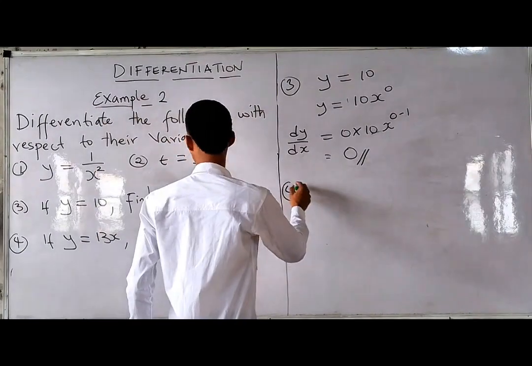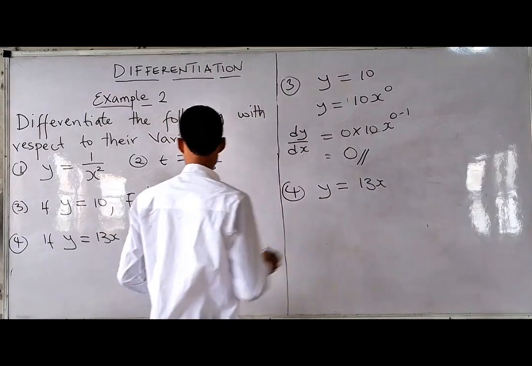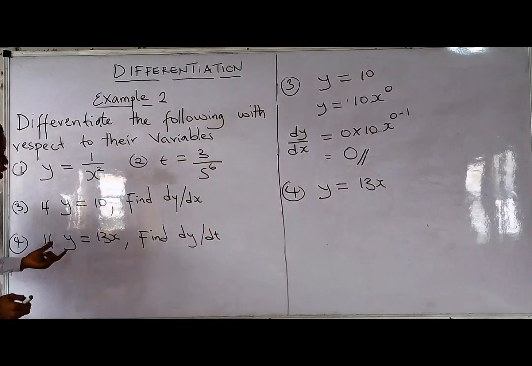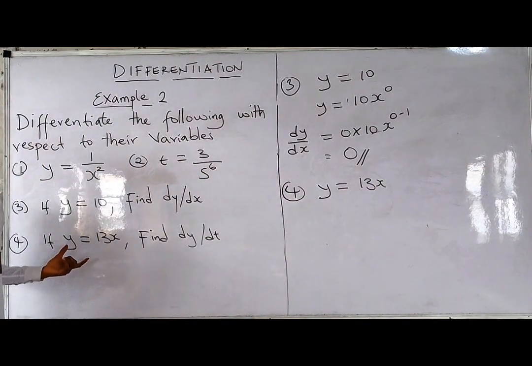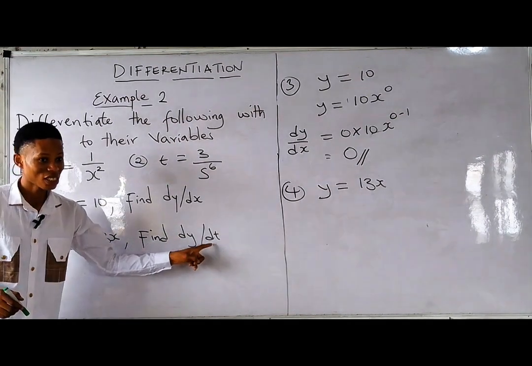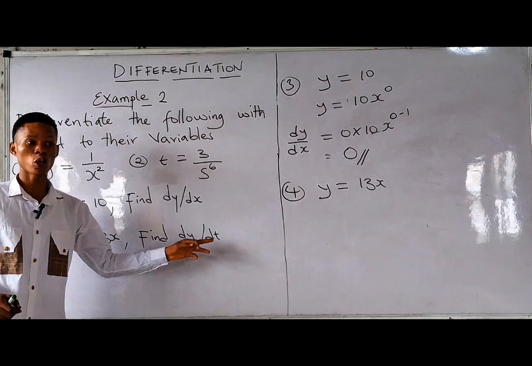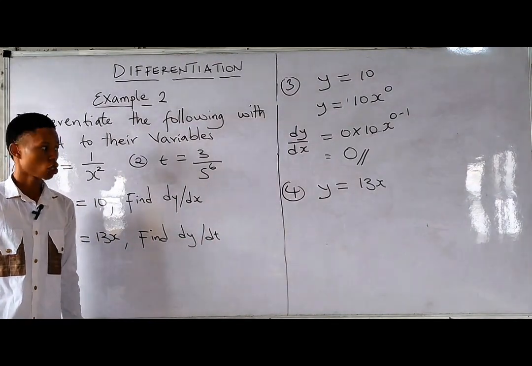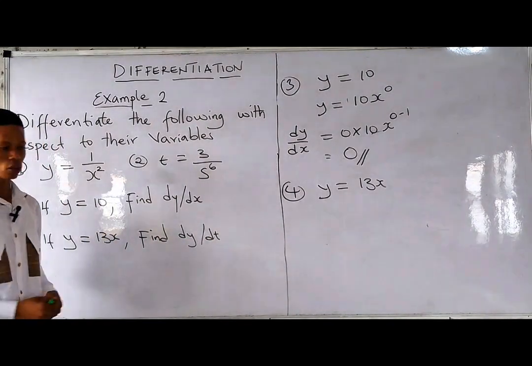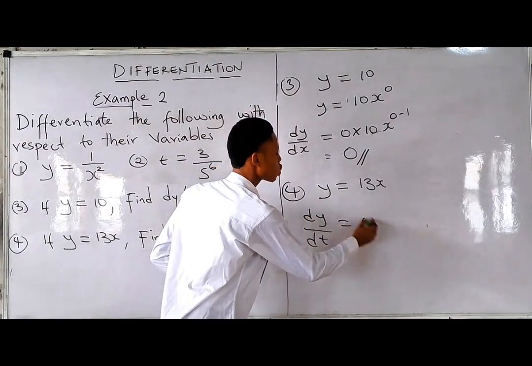Now, number 4. We are asked to differentiate y equal to 13x. Now look at this, you have to pay good attention to this question. If y equal to 13x, find dy dt. That is, you are differentiating y with respect to what? t, is it not? Good. So what's the answer to this question? dy over dt is equal to 0.